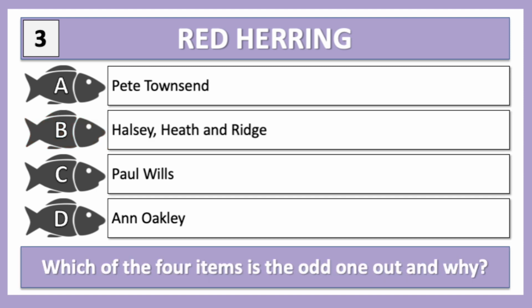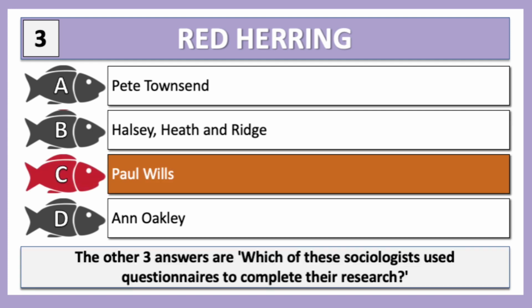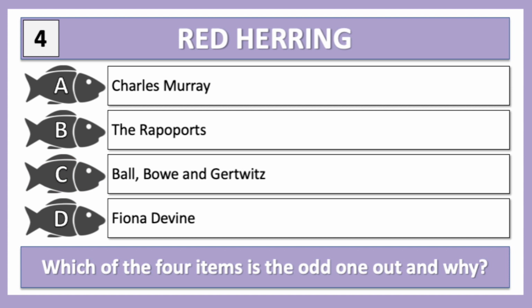Number 3, we've got Pete Townsend, Hazy Heath and Ridge, Paul Willis and Anne Oakley. Which one is the odd one out and why? Right, let's reveal. It is Willis because the other ones used questionnaires to complete their research, whereas he used observation.